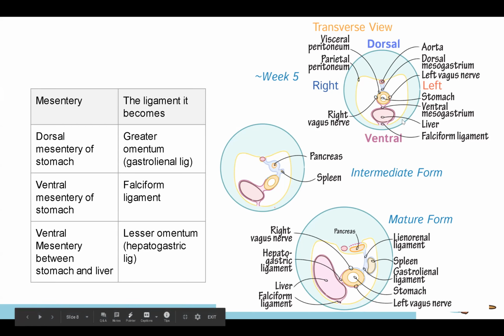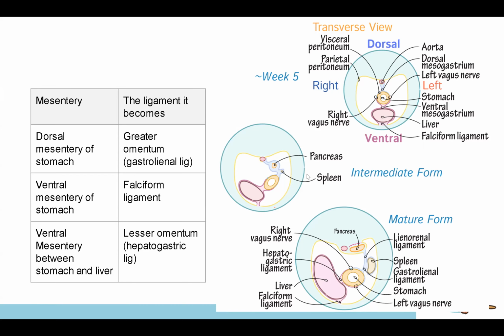So what defines whether mesentery is ventral or dorsal? Having a look at this diagram, this is the ventral side, so the more anterior side of the person where the stomach is, and dorsal side, that's where the back is. So you can see the stomach sort of divides it in half. So everything in front, on the ventral side of the stomach, is ventral mesogastrium. Everything behind it is dorsal.